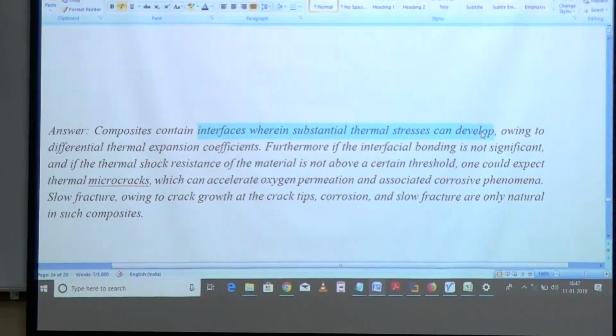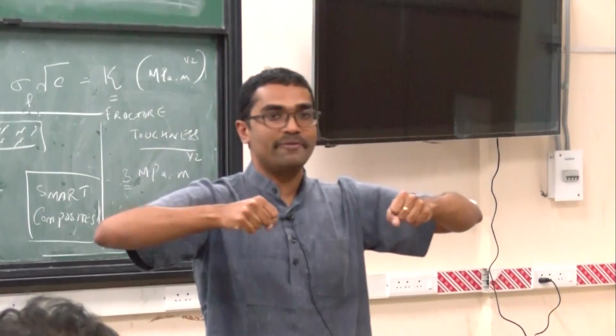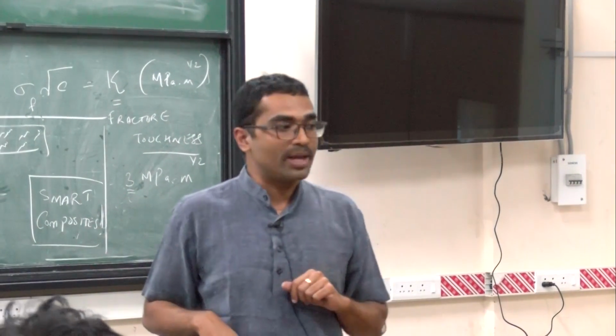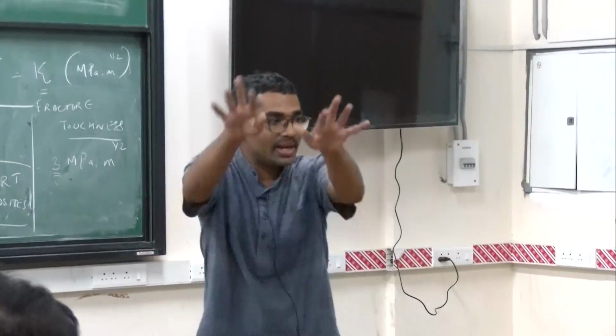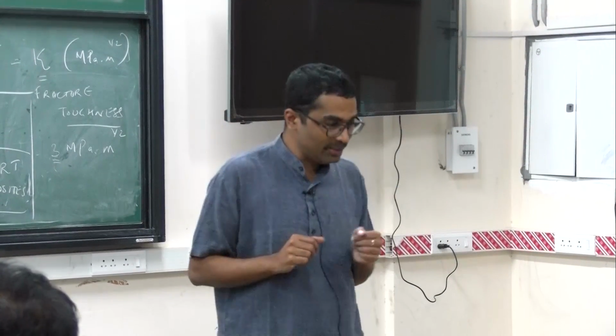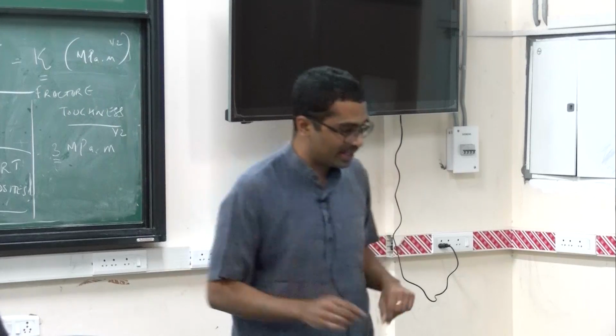Now let us say you put it through some thermal cycling. So you have a phase A, you have a phase B. This expands at a different rate, this expands at a different rate. A lot of thermal micro cracks can actually develop. If there are thermal micro cracks, oxygen can diffuse into it and cause corrosion. Also, these cracks could grow over time.